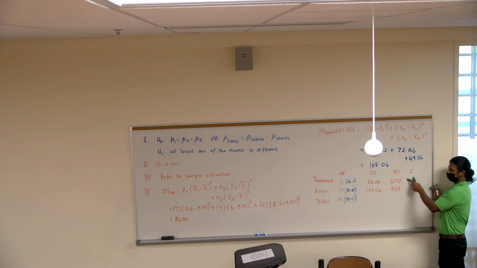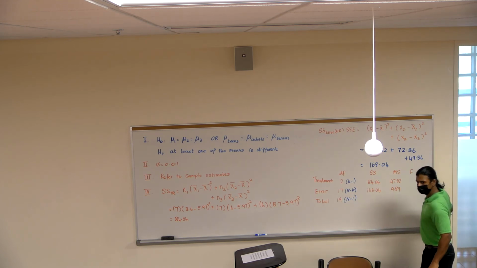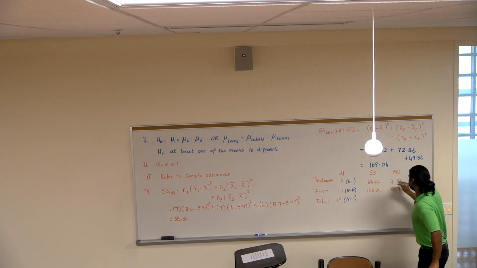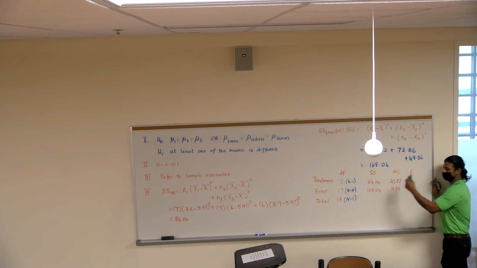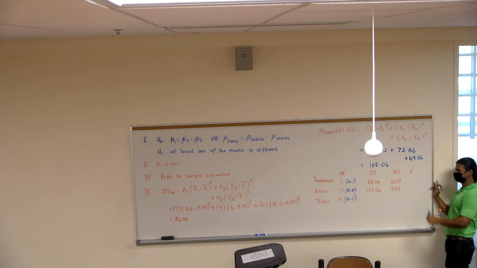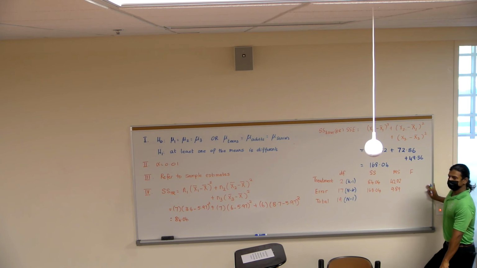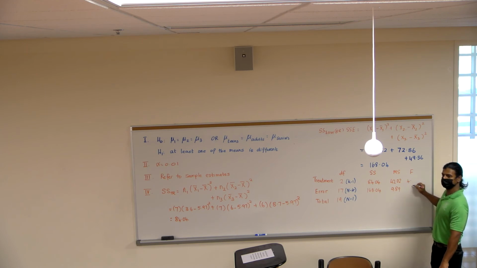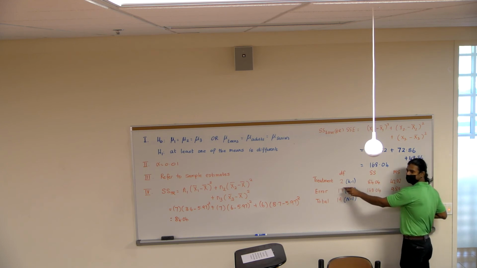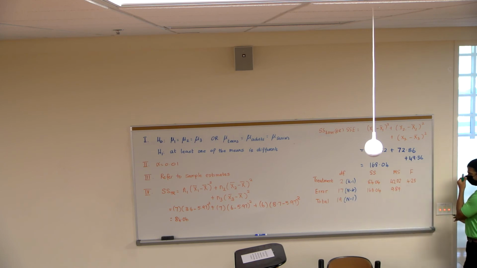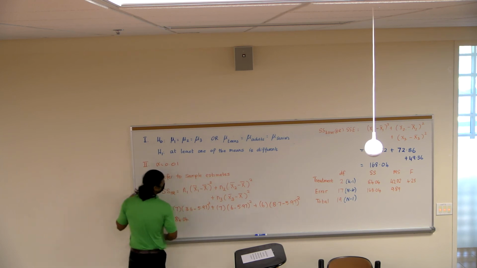How do we find the F statistic? We simply divide MS treatment by MS error. For the treatment one, I got 42.82. You are right. It's 84.04 over 2, so 42.02. So, 42.02 divided by 9.89 would give the F statistic. What is that value? Something like 4.6. How do you obtain the MS again? Take SS divided by DF. So the test statistic is 4.25.